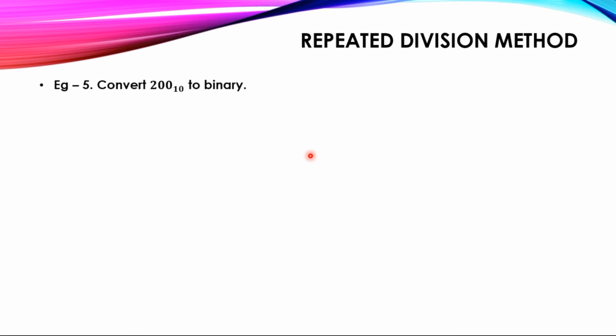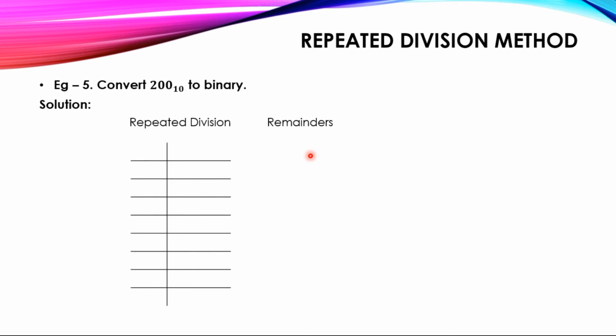One more example, the same number we will see, that is 200. Again you are going to use the repeated division method. So this is your division and this is your remainder. You are going to divide the number, that is 200 divided by 2, which will give 100 and the remainder will be 0. 100 divided by 2 will be 50, remainder will be 0. 50 divided by 2 will be 25, remainder will be 0. 25 divided by 2 will be 12 and the remainder will be 1.